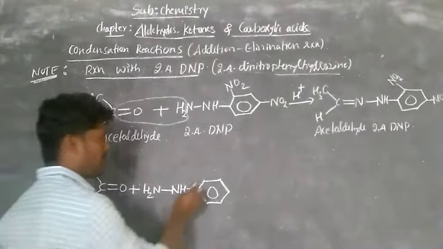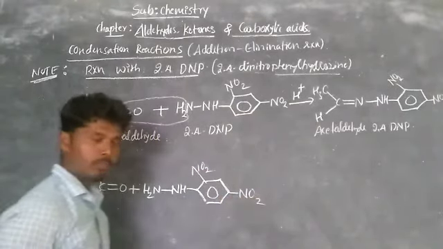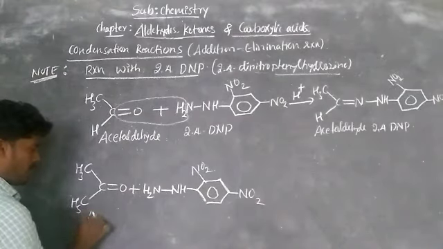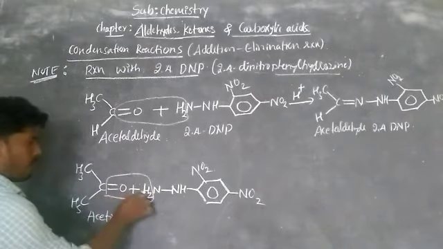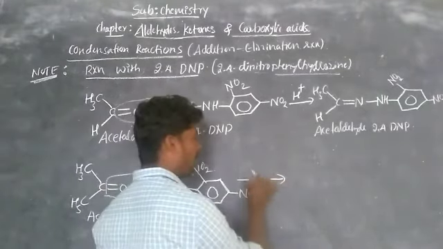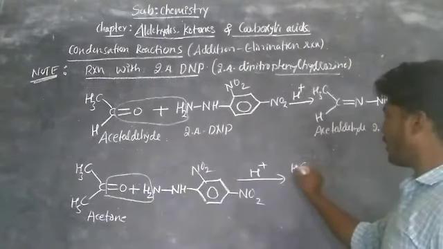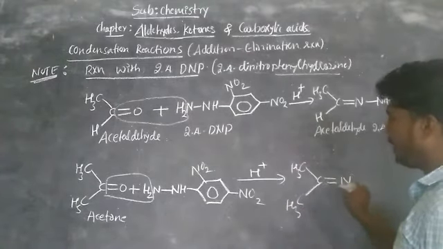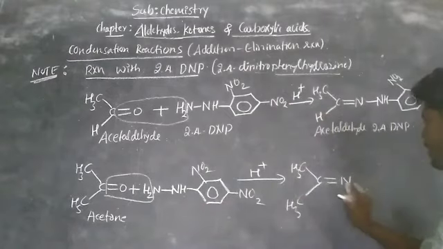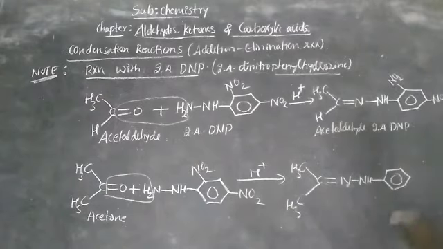So write yourself, don't wait. NO2 bond NO2. So this is acetone. What will happen? Condensation, with loss of water. What type of product is expected? A condensation product. So what is its name? CH3 bond C CH3 double bond N, then write the remaining N bond NH bond benzene, then NO2 bond NO2.